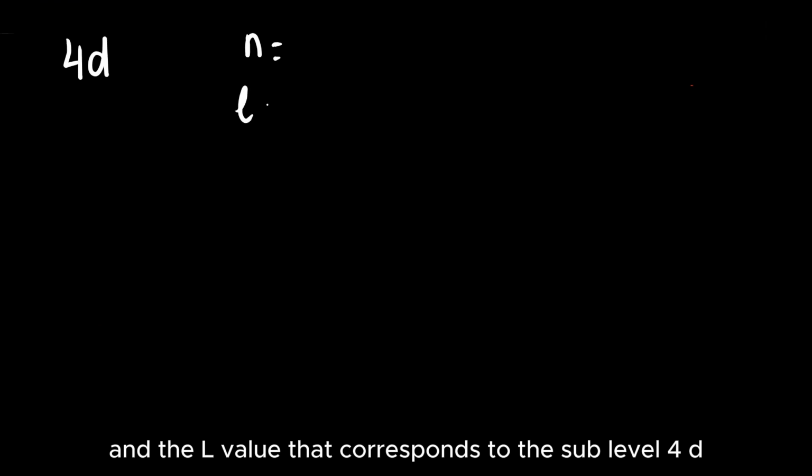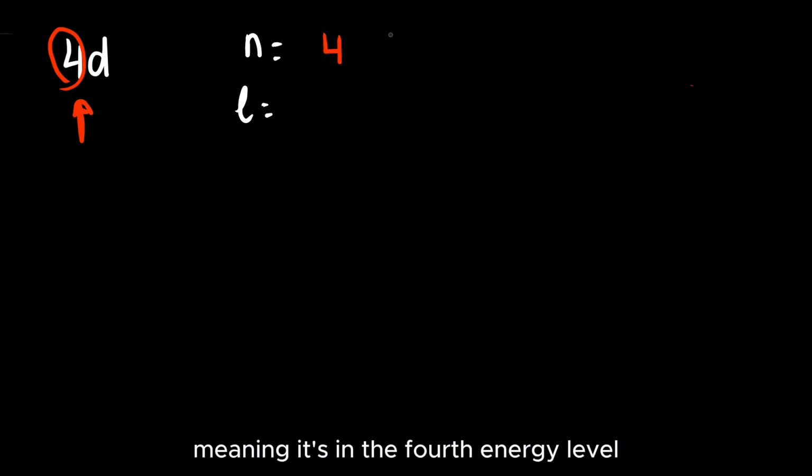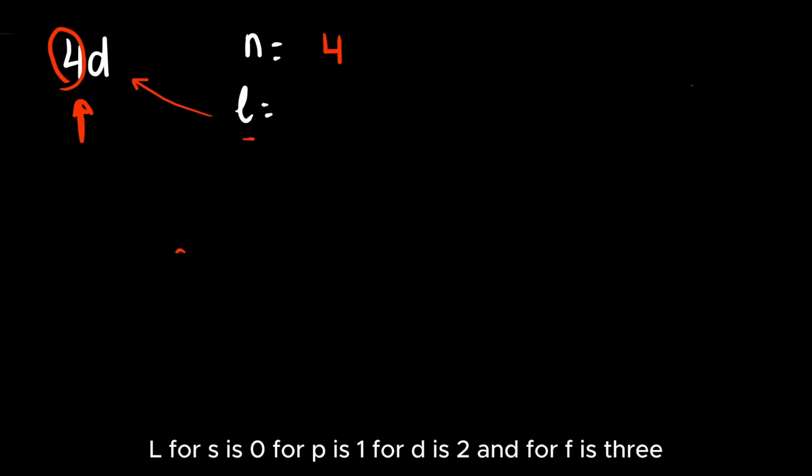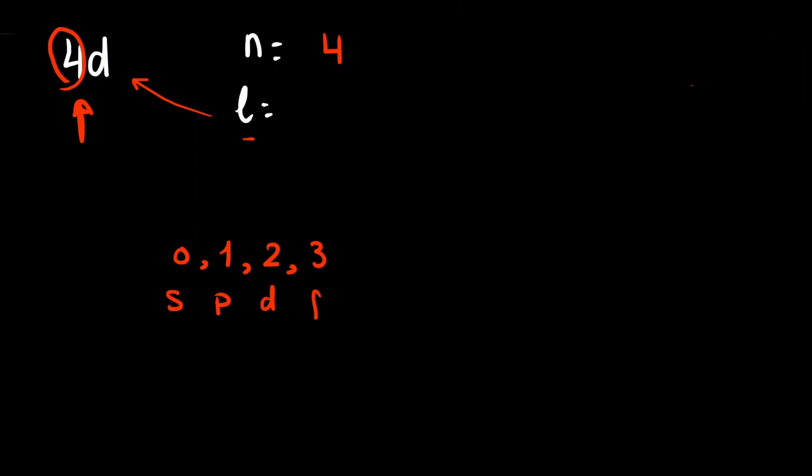Alright, so here's a question for you. What is the N value and the L value that corresponds to the sublevel 4D? This integer is the N value, which is 4, meaning it's in the fourth energy level. And the L for D, as you can memorize it, L for S is 0, for P is 1, for D is 2, and for F is 3. So in that case, L equals 2.